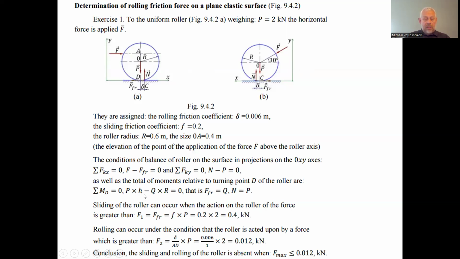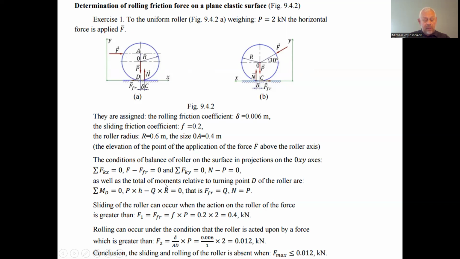P by H minus Q by R. Q by R, this is the friction force Q. This has to be equal to Q, and N equal to P. So, excuse me, here is a bit we have to improve. It has to be the force.